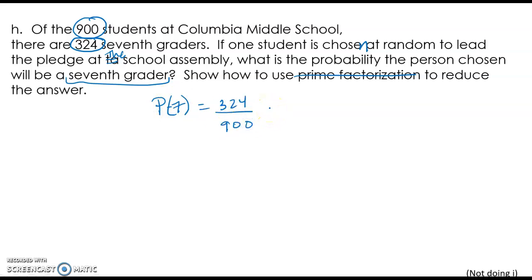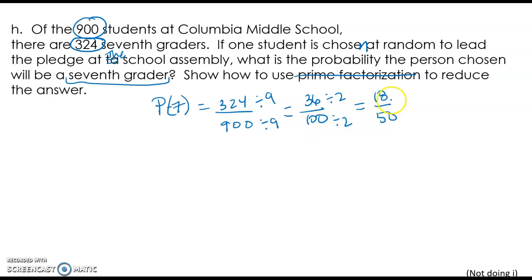Okay, so the first thing I'm going to do is see if 900 is divisible by 324, and it is not. So I know from our previous problems that 9 will go into both of those. So let's try that. 324 divided by 9 is 36, so I can get down to something that looks normal to me, over 100. Okay, now 6 doesn't go into 100, so let's do 2. 36 divided by 2 is 18. 100 divided by 2 is 50.